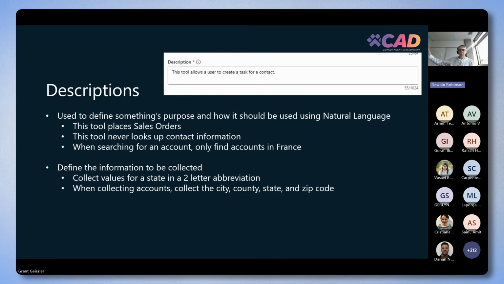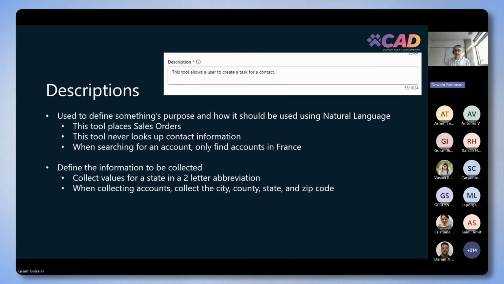Now, if you wanted to say, hey, every time you create a purchase order, make sure you go ahead and get an approval, then this is something you can do in instructions, whereas in descriptions, you're going to explain this tool creates the purchase order and things of that nature.